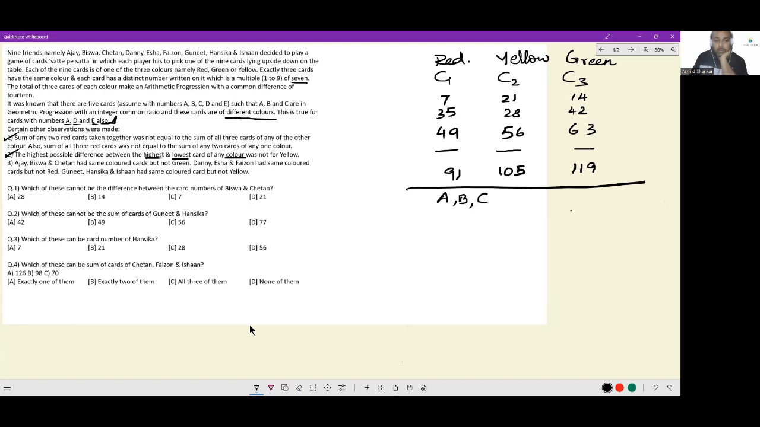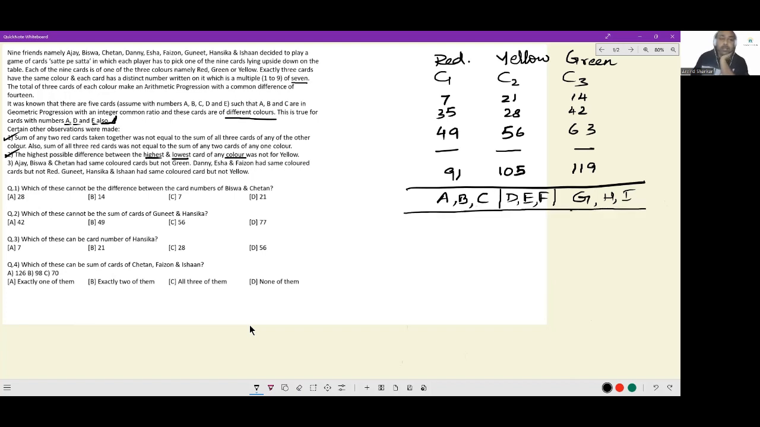They are not green. Now Danny, Isha, Faizan had the same colored card but not red. They can't be red. But Guneet, Hansika, Ishan were not yellow. So Guneet, Hansika, Ishan could be here. And by extension, Danny, Isha and Faizan are left here. This is one case. But this is not the entirety of it.